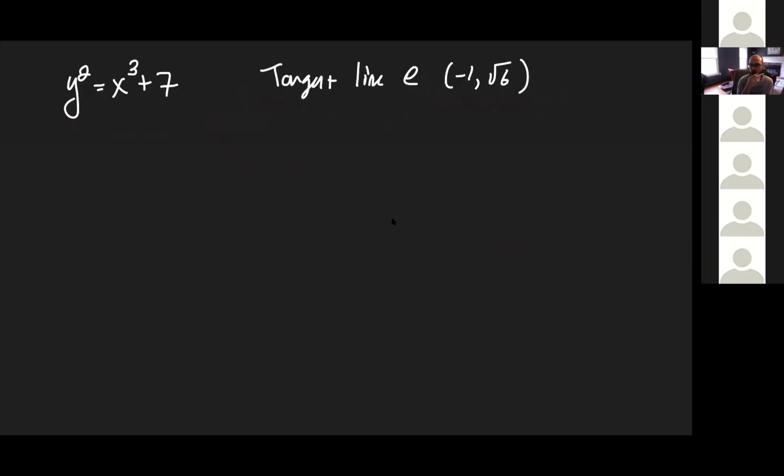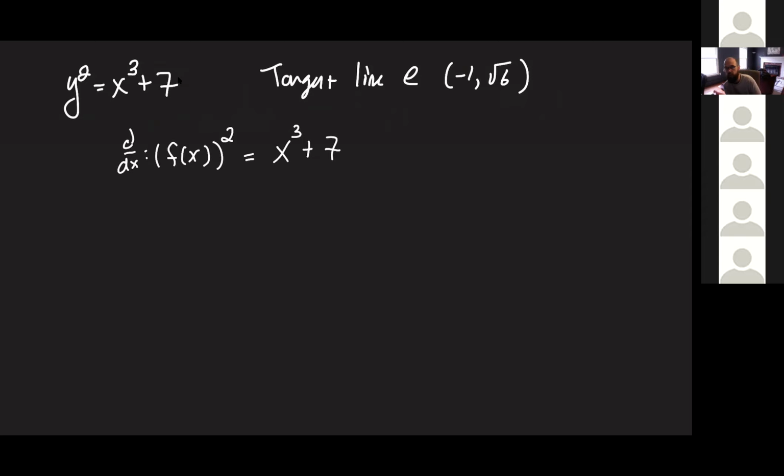All right, so we got about 2 or 3 minutes left here, so I'm going to go ahead and jump in. Hopefully you've had some luck working through this one. So our first step, I'm going to replace all my y's with f of x's, and so I get something that looks like this: f of x squared is equal to x cubed plus 7, and with this expression, I'm going to take the derivative of both sides.